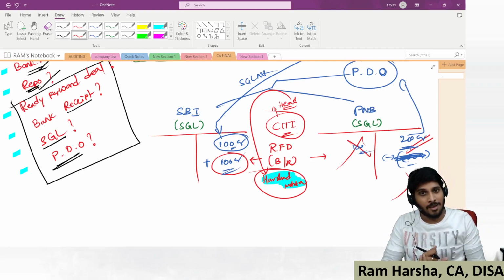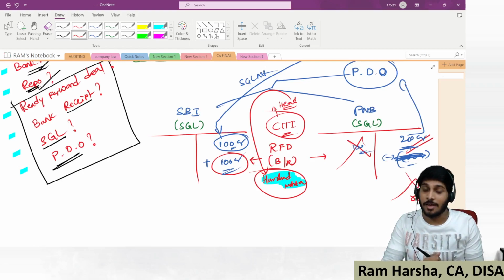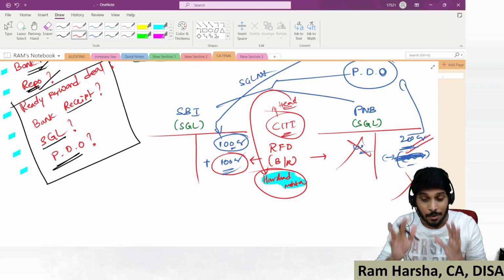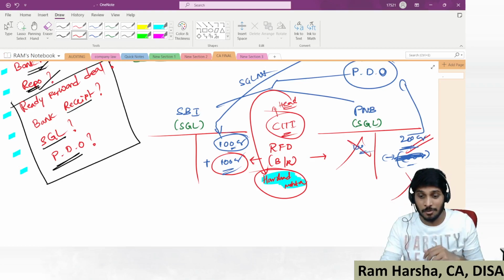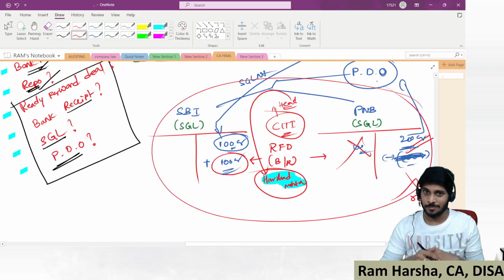One day he started creating fake BRs. In fact, I can say there is no BR. Not even a fake BR, there is no BR. One incident came, the final incident of the movie, that is what I'm telling you. Punjab National Bank did not issue 500 crore.